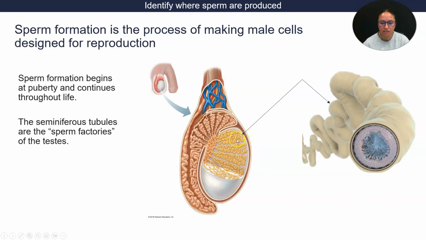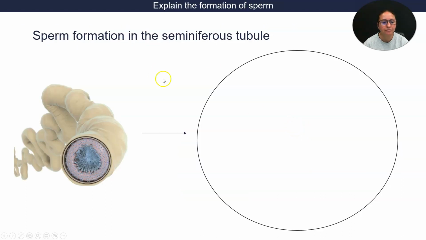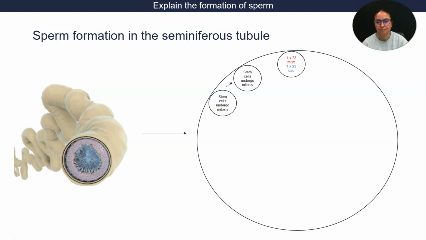So what I've done here is I've just grabbed one of these little tubules and we're going to have a look and see what happens inside of it. Okay, so this is what's happening in the tubule. We have stem cells there in the seminiferous tubule. Now these stem cells make copies of themselves. Remember, mitosis is just making a complete copy of a cell, okay? So these stem cells do that.